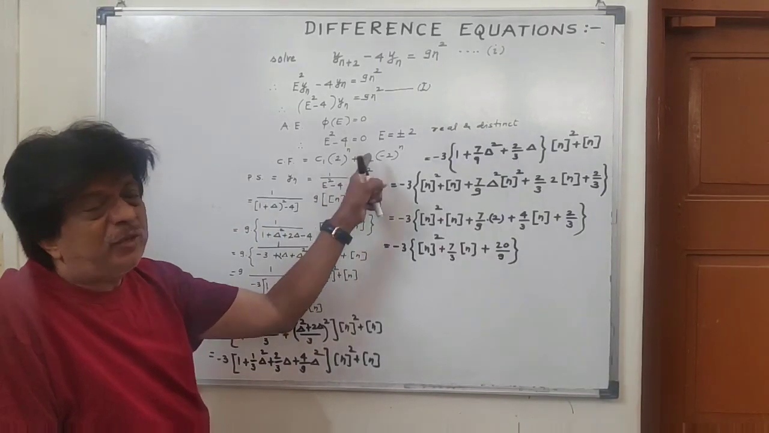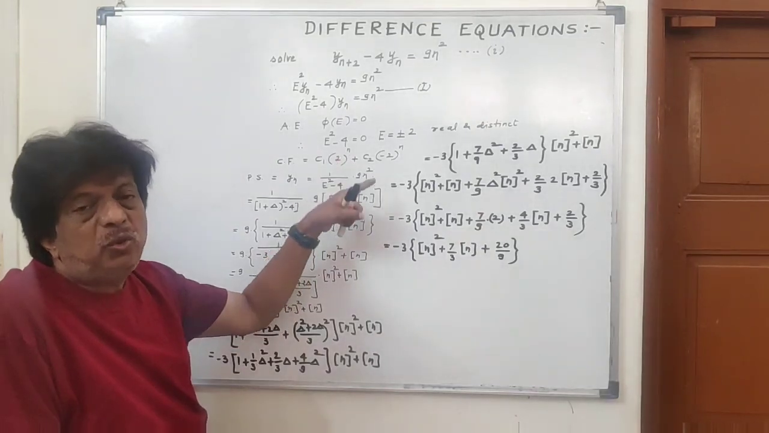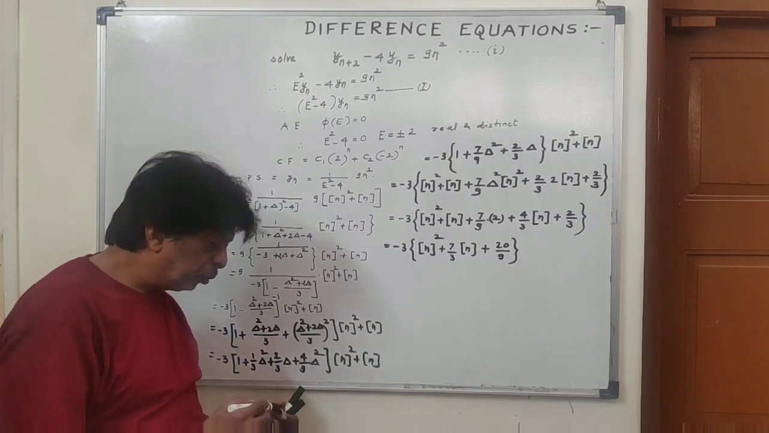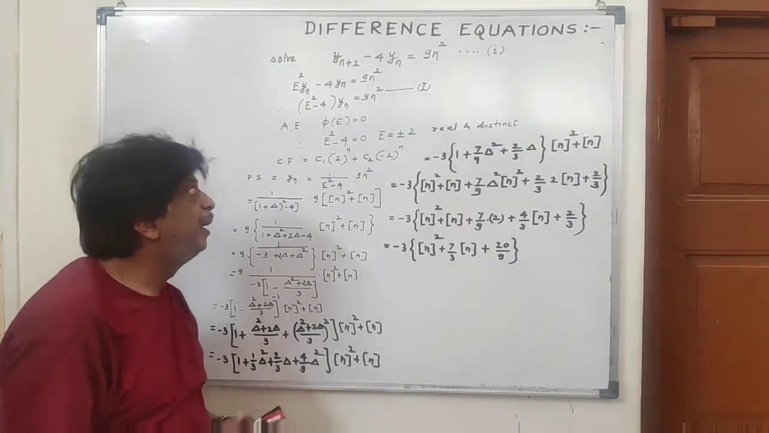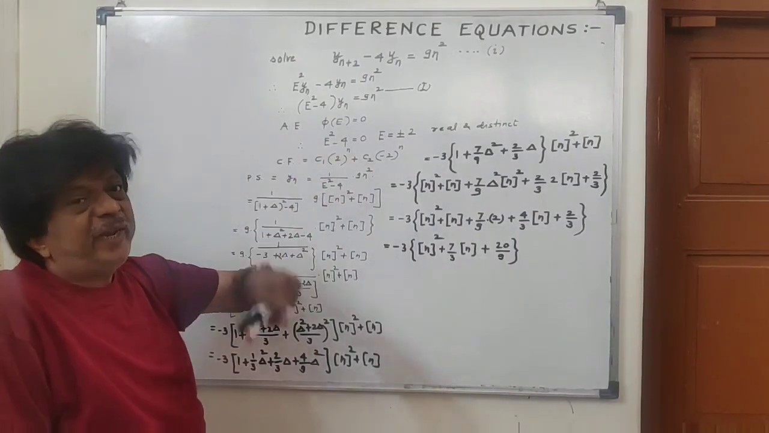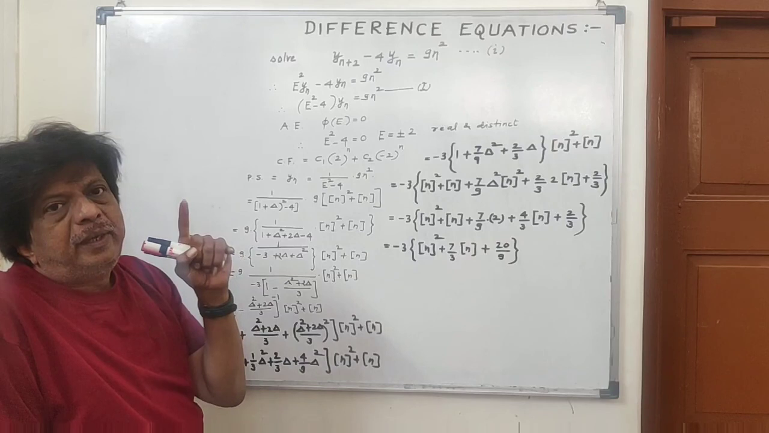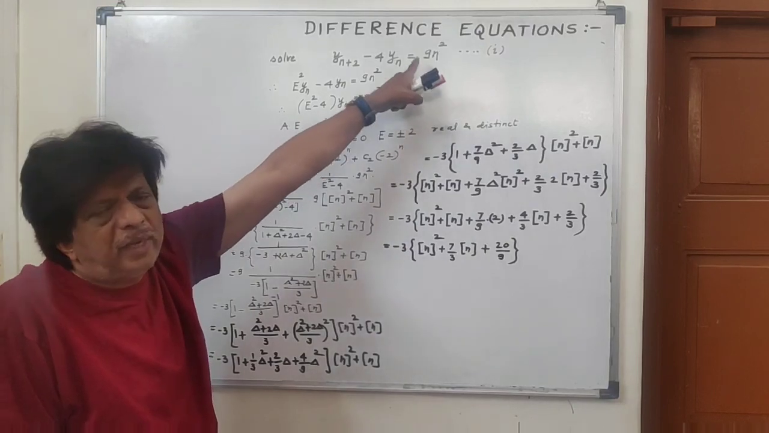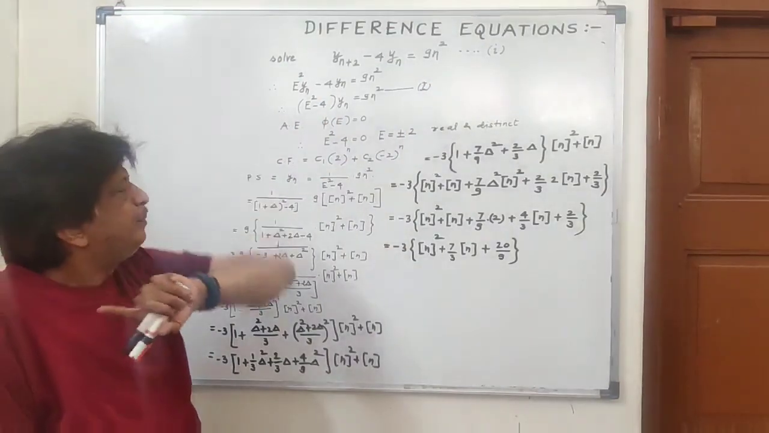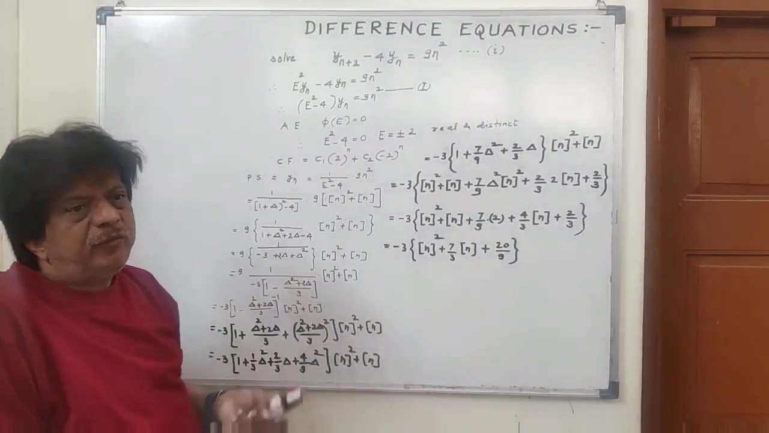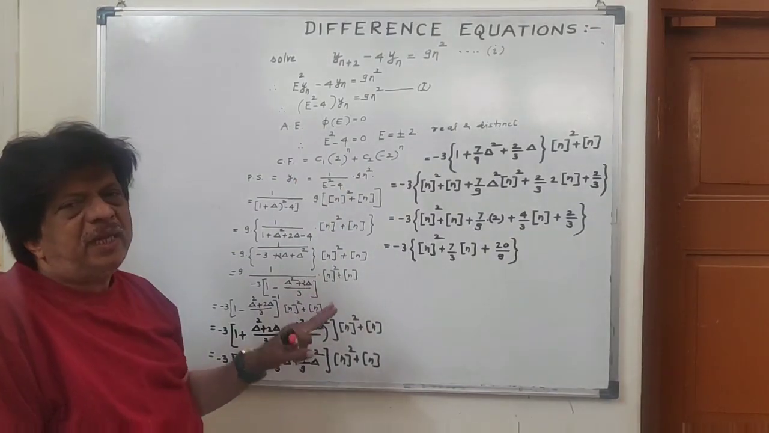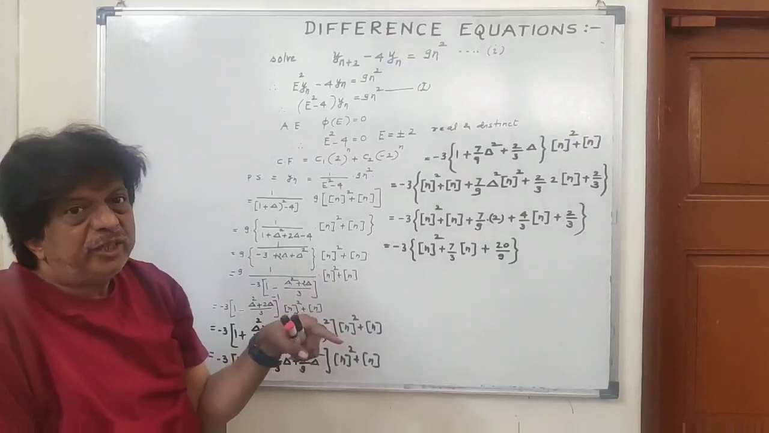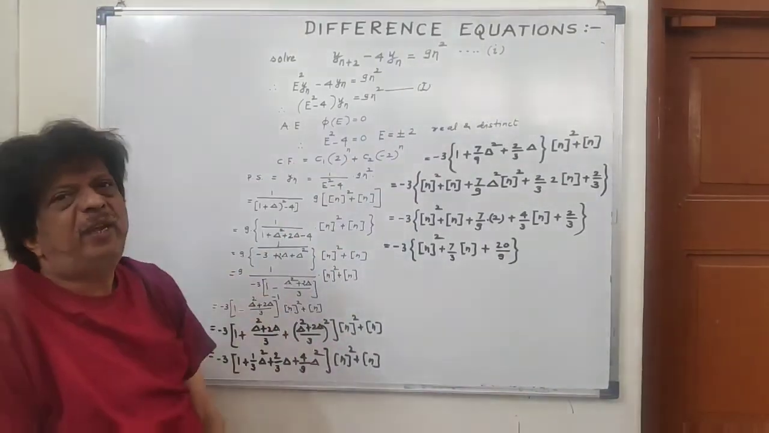The complementary function was C1 2 to the power n plus C2 minus 2 to the power n. This is the particular solution obtained by expanding this phi of E in terms of the binomial expansion and expressing this polynomial in terms of factorial polynomial, expressing capital E in terms of 1 plus delta. That is how we handle this algebraic case in solving the difference equation in which the right hand side is an algebraic function.